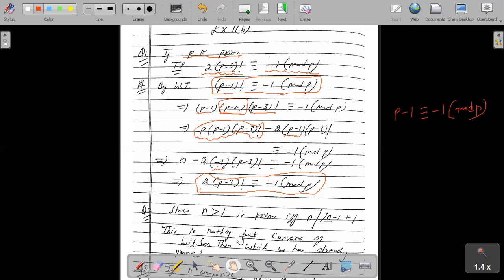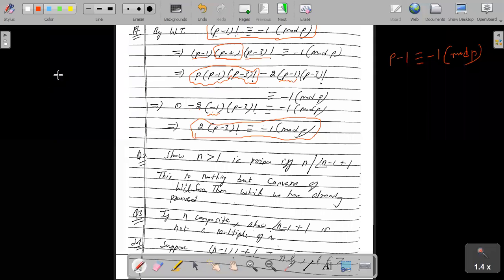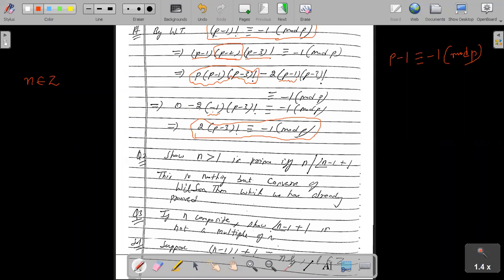Now question number 2 is: show that for any integer n greater than 1, n is prime if and only if (n minus 1) factorial is congruent to minus 1 mod n. Doesn't this statement look familiar? Whose statement is this? This is nothing but Wilson's theorem, along with its converse, which is asked here.